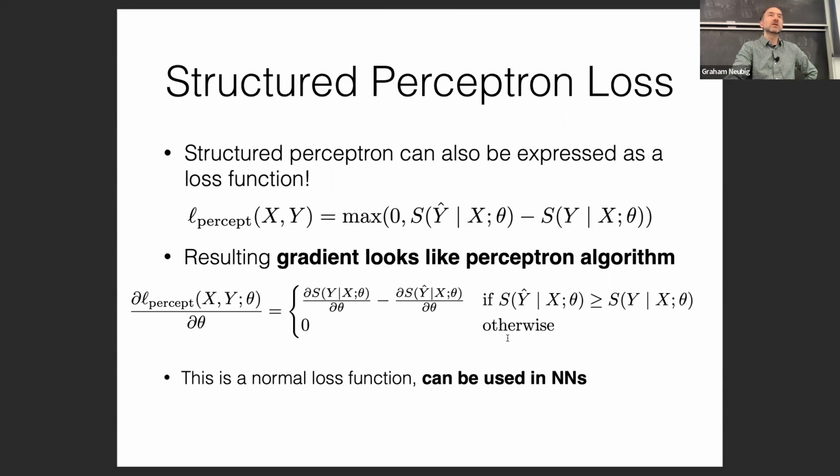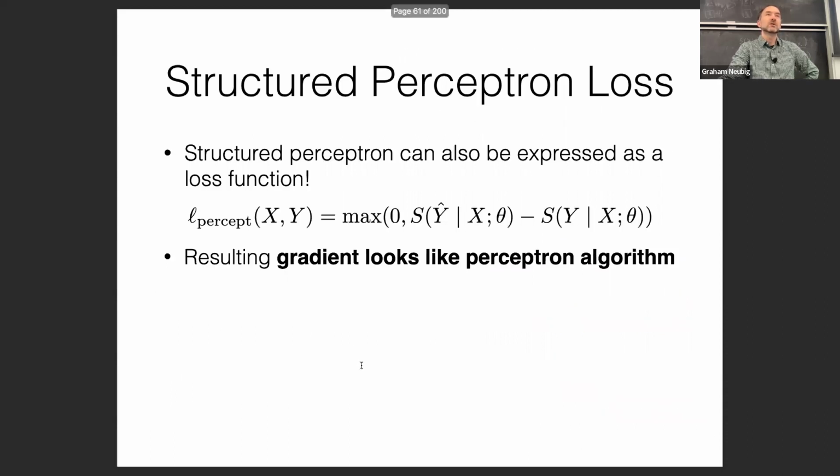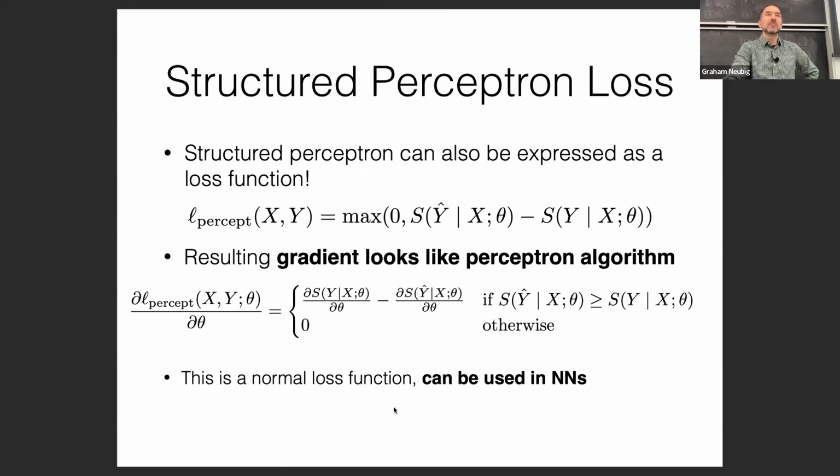And so the resulting gradient of this looks like the perceptron algorithm that I talked about before. Remember, in this algorithm, we had an if statement here where we did the update if the if statement was true. And here, we look at the gradient and we can see that the gradient is the same. If this one scores higher than this one, then we do an update. Otherwise, we do no update. And so this is a normal loss function. It's very easy to implement within neural nets.